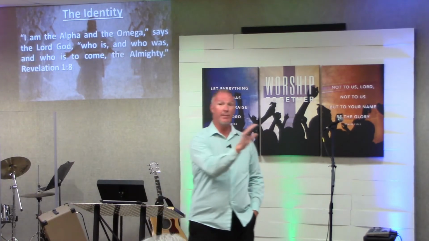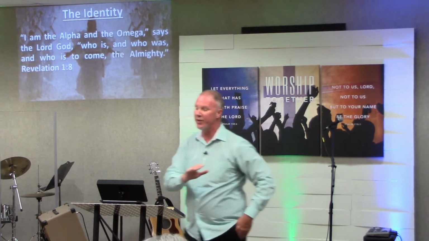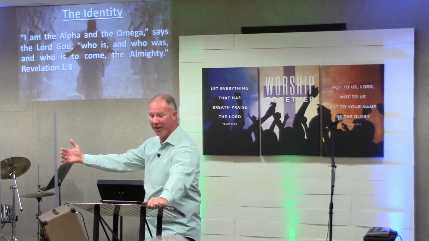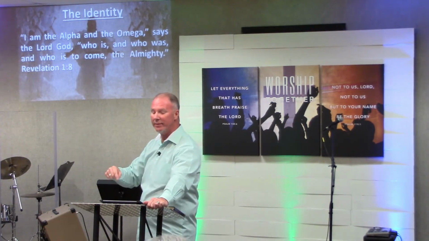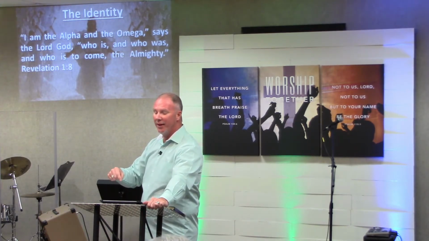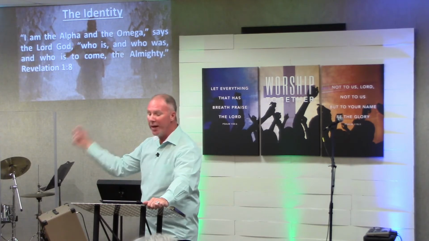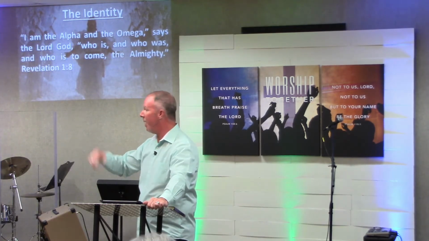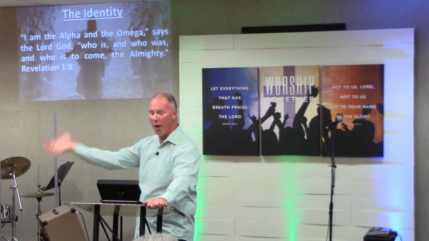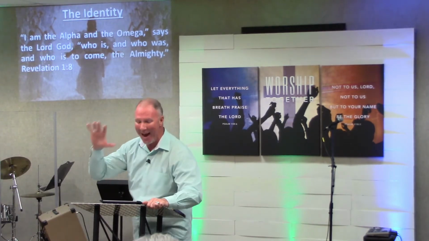John then gives us the identity of Jesus. Again, we're talking about things past. Revelation 1 verse 8, Jesus says to John, "I am the Alpha and the Omega," says the Lord God, "who is, who was, and who is to come." Do you see that? Past, present, and future. Who is, who was, and who is to come, the Almighty.